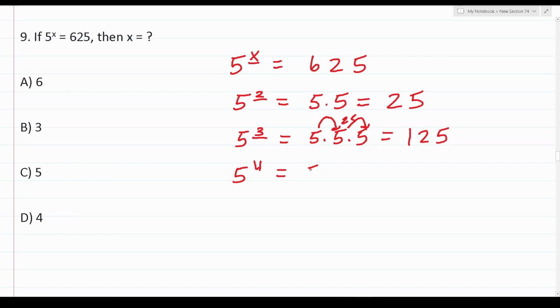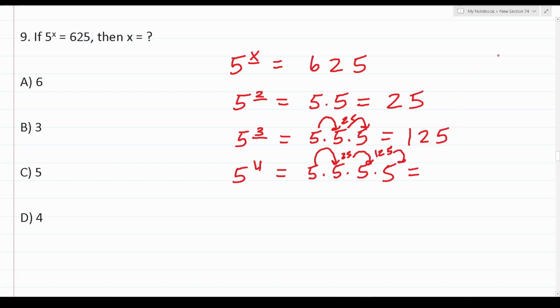5 to the fourth is the same as 5 times 5 times 5 times 5. And what's that work out to be? 5 times 5 is 25. 25 times 5 is 125. And what's 125 times 5?